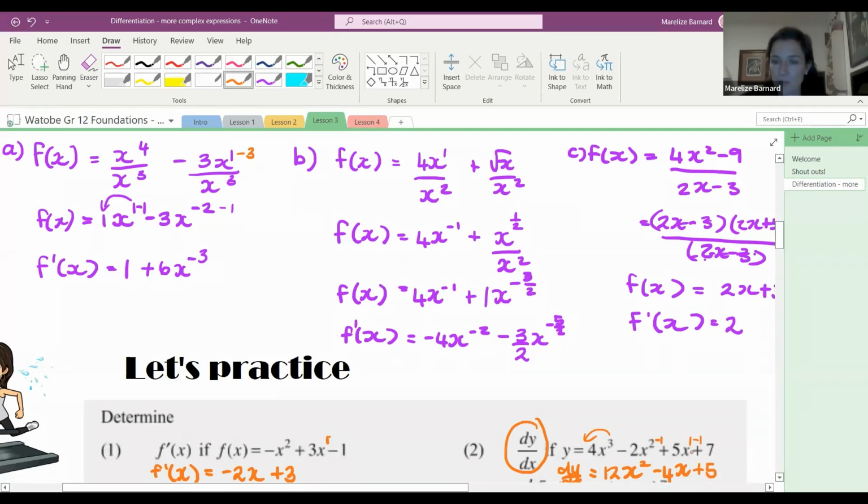Subtract 1 from the exponent, gives me x to the power of 0, which means that just goes to a 1 because x to the power of 0 is equal to 1. And 7 differentiated is 0. Awesome. I see quite a few answers here that are looking very, very good. So that's excellent, everybody. Okay, so that was round 1.